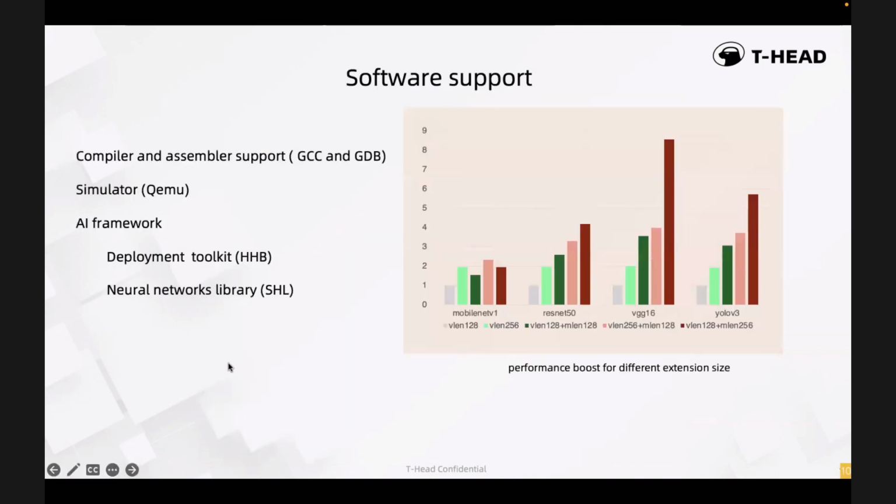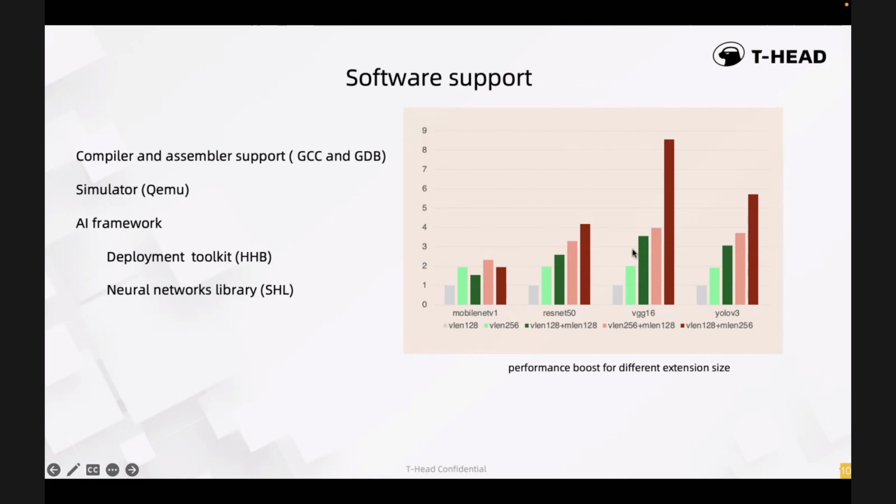We have open sourced our project on GitHub. In our open source project, we provide not only the instruction set specification, but also software for extension simulation and evaluation. The software includes GCC and GDB as compiler and assembler. We also support matrix intrinsics in our toolchain. We provide a QEMU quick emulator as a simulator to evaluate performance before silicon implementation. AI frameworks are also ready for the extension, including an AI deployment toolkit and a neural network library.